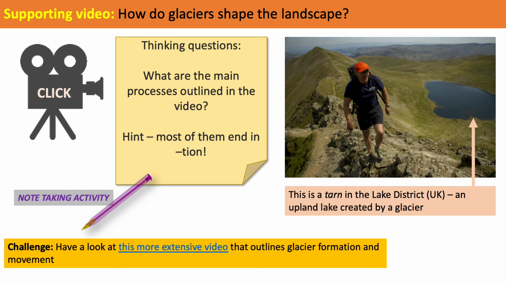And whenever we talk about processes at Key Stage 4, some people freak out. Don't freak out. One big clue is that most processes end in shun or jeune. Okay, so have a look in the video for those processes, and you would have heard some of them before. What I've put for you on the right hand side is an example of something created by a glacier. It's called a tarn. So this man is walking by a lake in something called a corrie, that armchair looking shape in the valley. So this is a corrie lake or a tarn, and this is in an upland area. It was created by a glacier.